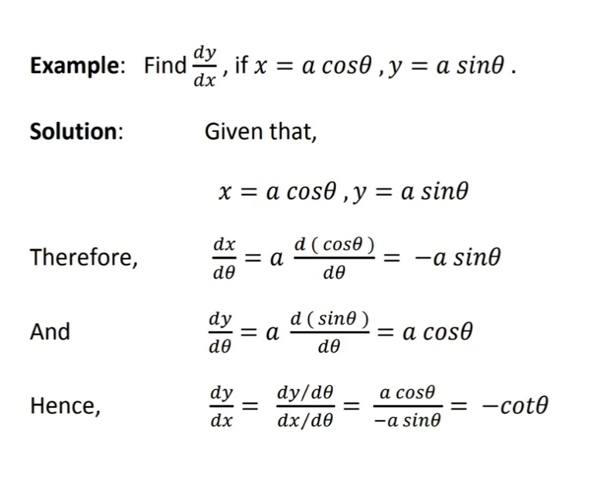Then to find the derivative of y with respect to x, we simply divide dy by d theta upon dx by d theta, and that is simply minus cot theta. So this is how we solve problems when they are given in parametric forms.